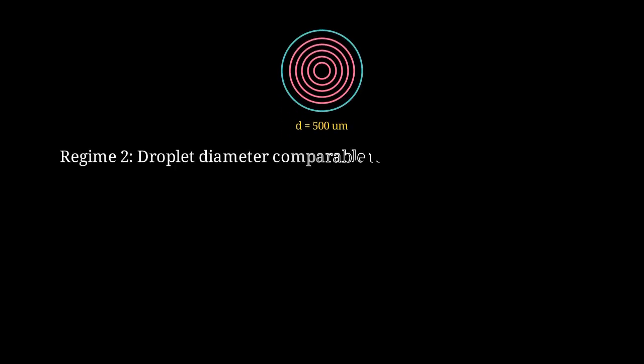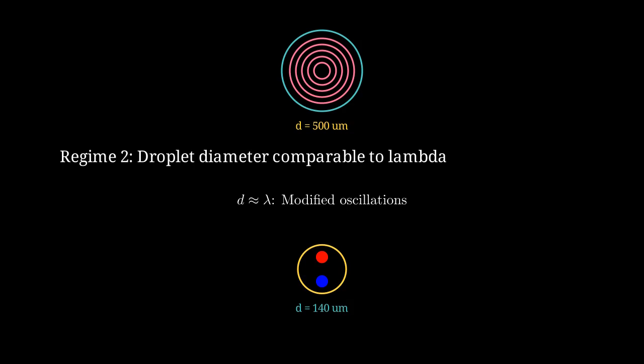In the second regime, when the diameter is comparable to lambda, fascinating competition occurs. When d is approximately lambda, oscillations are modified with altered frequency and amplitude. At 140 micrometers, droplets show synchronized bulk oscillations without complex wave patterns.